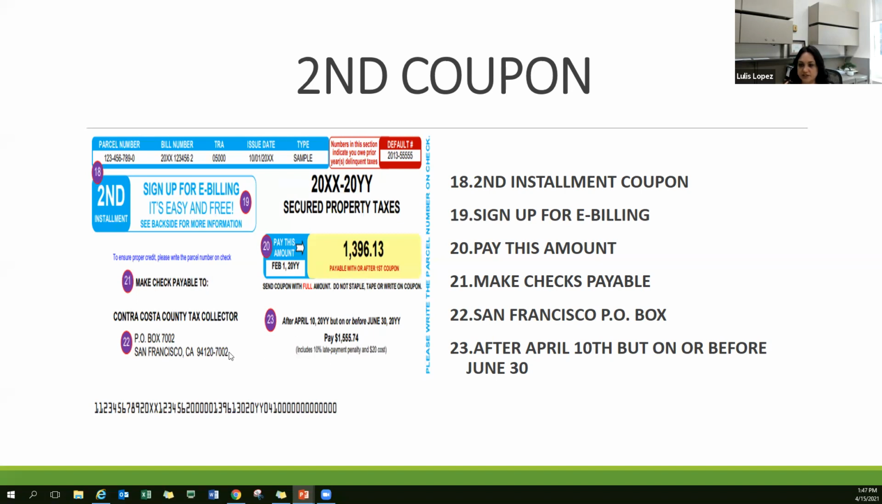This section here is what's due after April 10th. It includes the 10% penalty plus an admin fee. And that amount must be paid before June 30th, or there will be additional interest. We'll start calculating after July 1st.